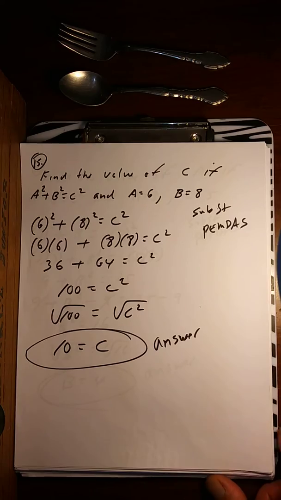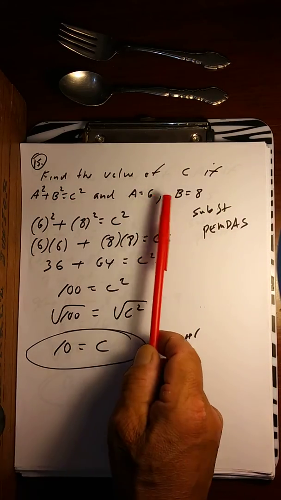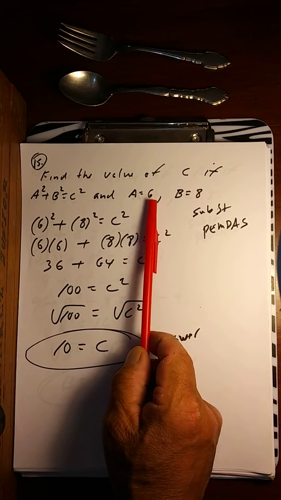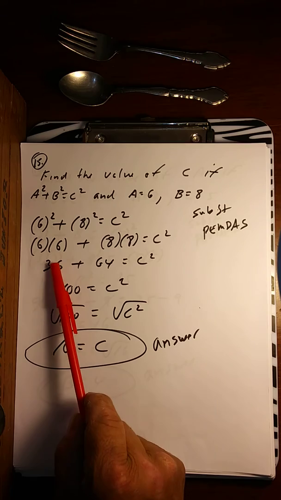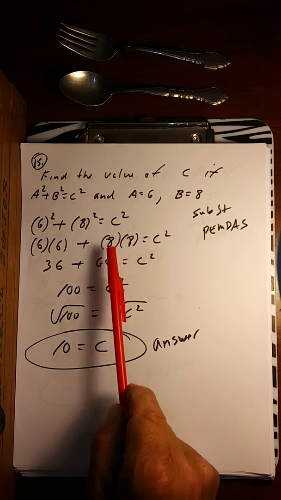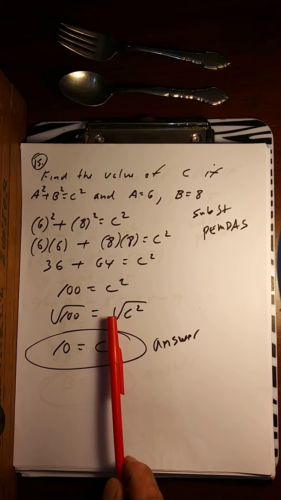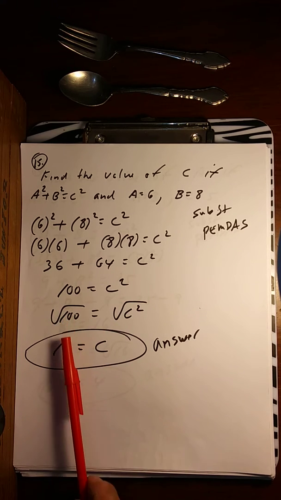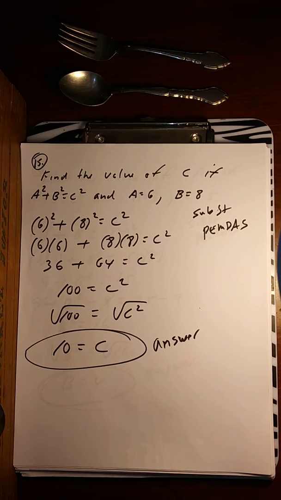Alright. Find the value of C if A squared plus B squared is C squared. A is that, B is that. So substitute, 6 goes there, 8 goes there. 6 squared means 6 times 6 is 36. 8 squared means 8 times 8 is 64. That one and that one take us to 100. Now square root of this side, square root of this side. So this is going to be 10, and the square root of C squared is C, so 10 is C.